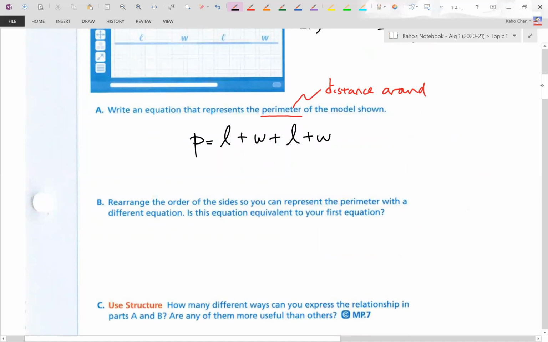Second question, rearrange the order of the sides so that you can represent the perimeter with a different equation. Is this equation equivalent to your first equation? We can clean this up. Recognize we have like terms. Look, there's an L right there and an L right there. L plus L is like saying 1L plus 1L is 2L. Likewise, for W, we get the same thing. 1W plus 1W is 2W.